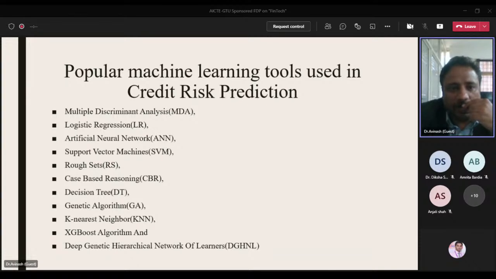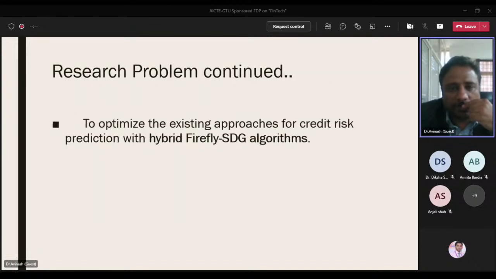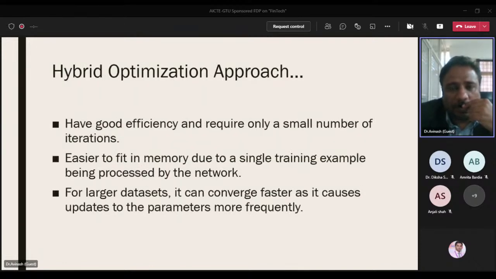These things I have already discussed, and we are going to apply them also. So these are the possible research objectives which we identified: we are going to develop a framework for a credit risk prediction model, and then make predictions using the machine learning model. After that we will verify and validate the machine learning model using various performance evaluation metrics. And the model that could be developed could be called a hybrid optimization approach model.